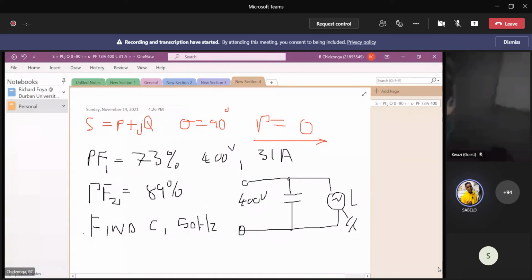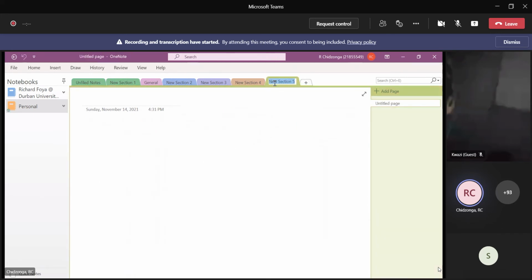So now, the solution. The question is to find the value of C that will allow you to improve the power factor from 73% to 89%. So initially, you have 400 volts and 31 amps. Remember, this is an inductive load, so these power factors are lagging. This is a motor, right? So here we go, the solution.